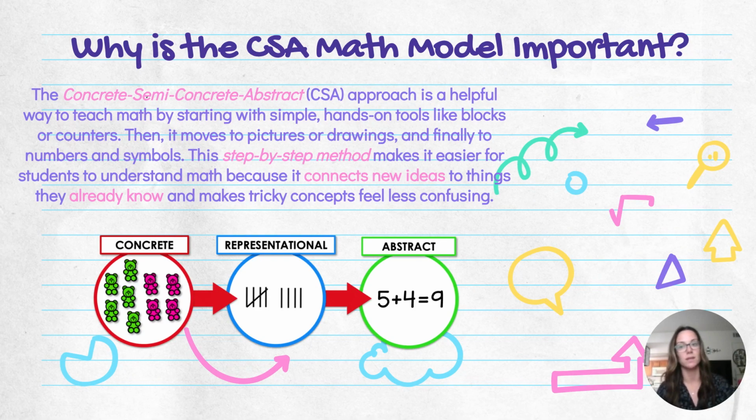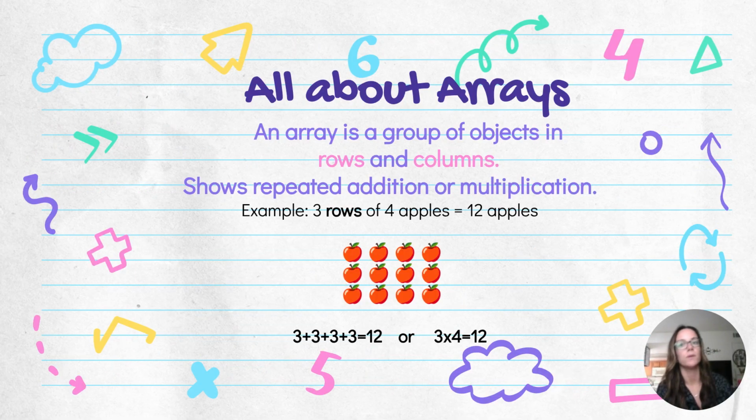Like using gummy bears as the example, it shows them we're turning the gummy bears into tally marks, circles, or squares, and then you're actually writing out the numbers. It connects all three of those so that they can have the understanding at a deeper level and make it less confusing. So an array, like I said, is a group of objects in columns and rows.